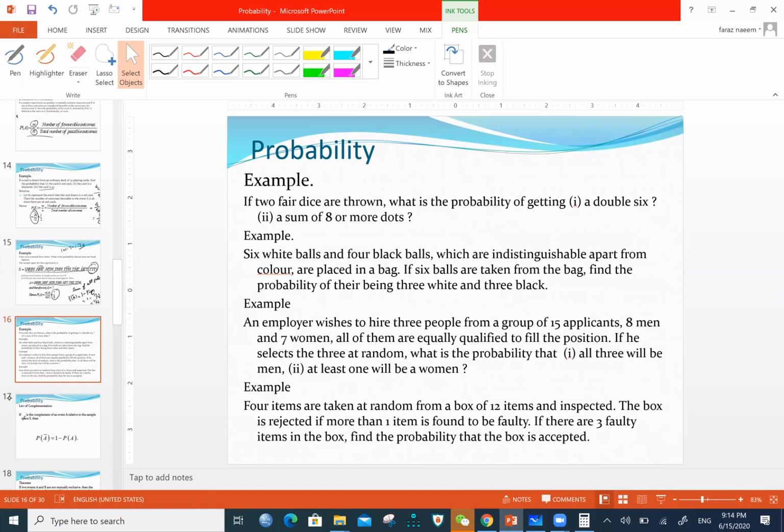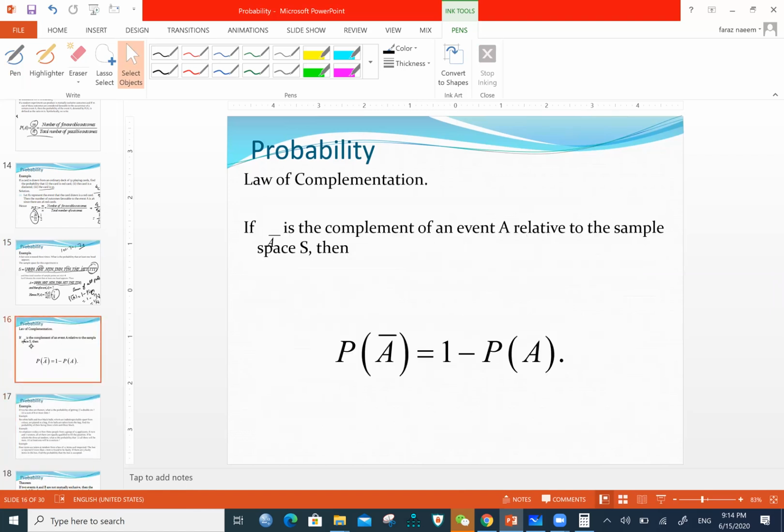Is that clear? This is called law of complement. Any questions so far?